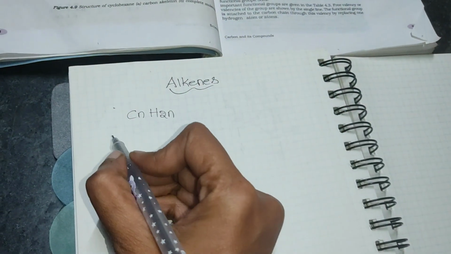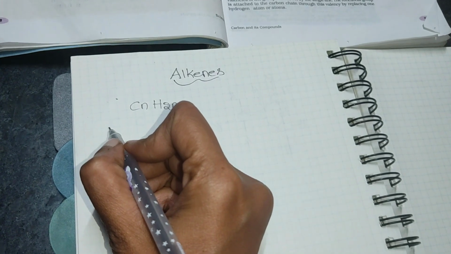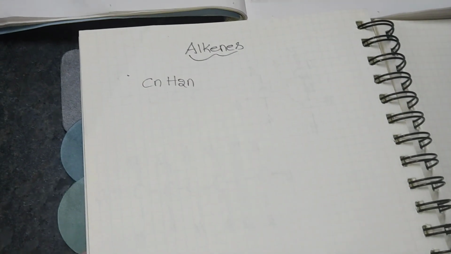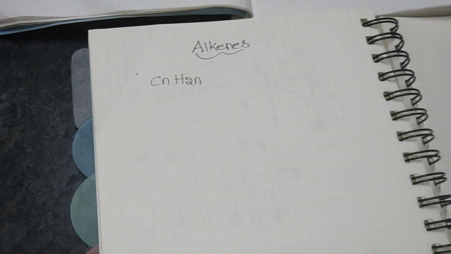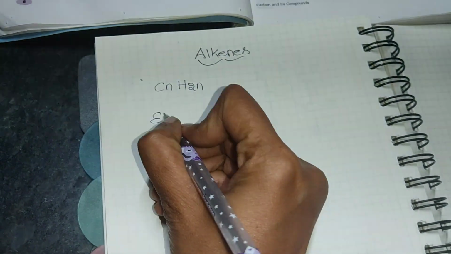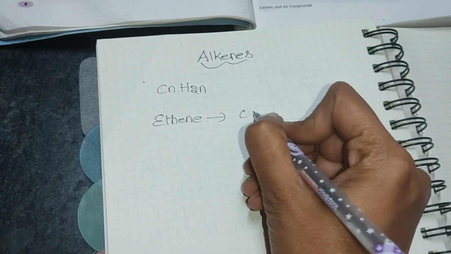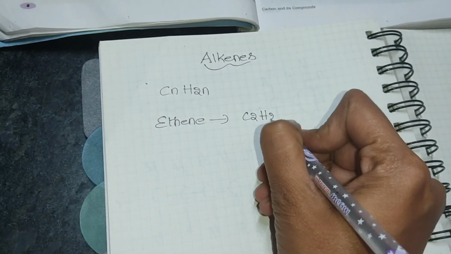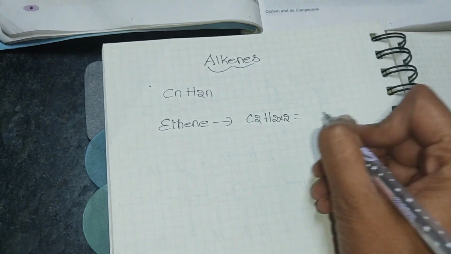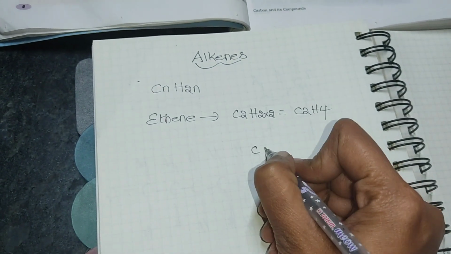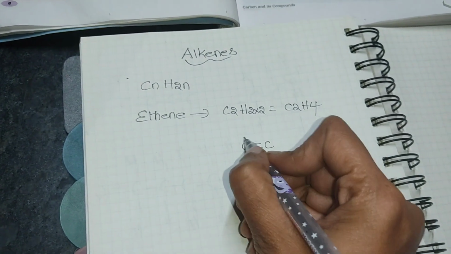Let's start. The first one, one carbon, will not be there, because with one carbon we cannot form a double bond, right? So we start with two carbon atoms. It's nothing but ethene. C2H2 into 2 is equal to C2H4. Let's write its structure: C double bond C and H4.